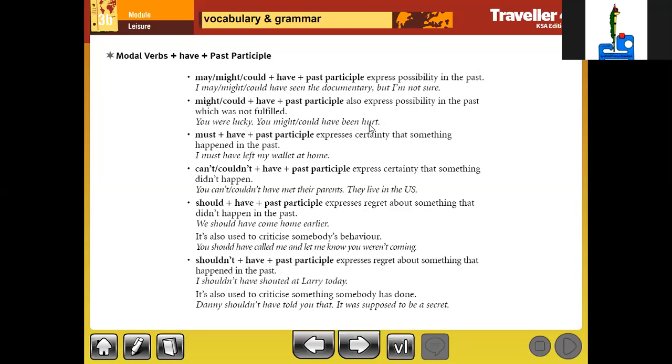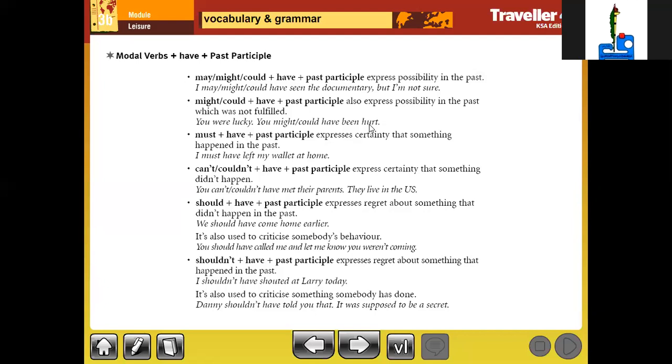Like also when I say be careful, you could have crashed into that tree. Be careful, يعني احترس. You could have crashed into that tree. ربما كنت ستصطدم في هذه الشجرة. But eventually في النهاية you didn't crash. ما حصلش crash.